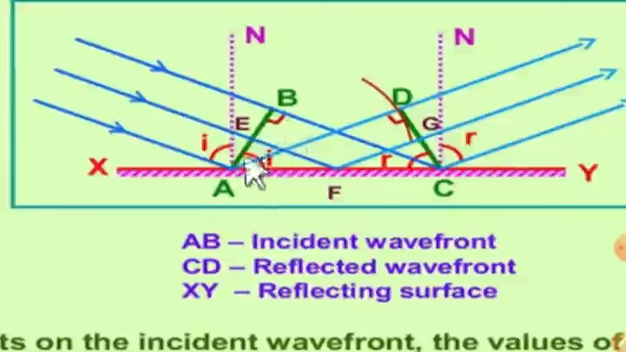The angle between the incident ray and the normal at the point of incidence, we call it the angle of incidence. Then this angle will also be equal to the angle of incidence. Why? Because this angle BAN, for the time being, let's mark as angle 1. Angle BAN, so let's mark this angle as angle 1, like this.